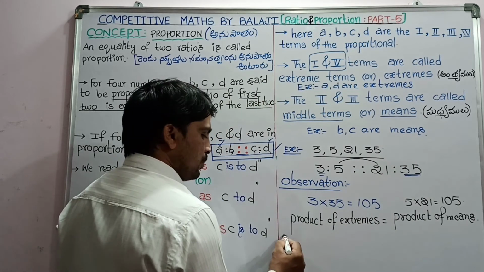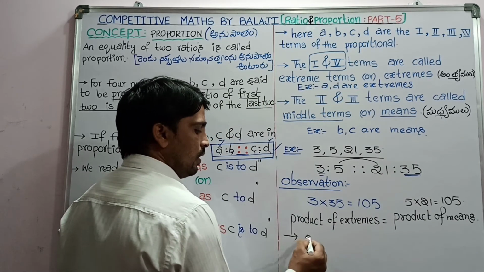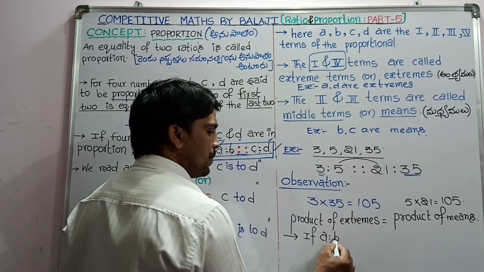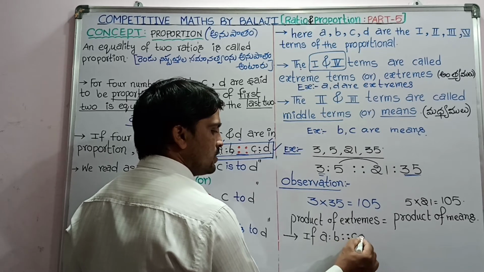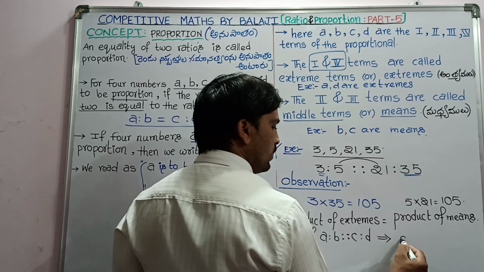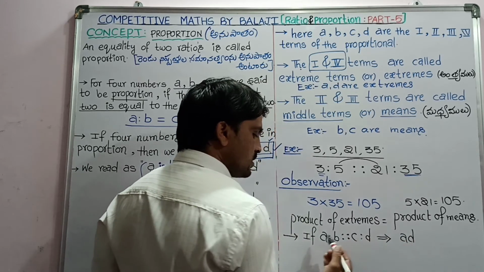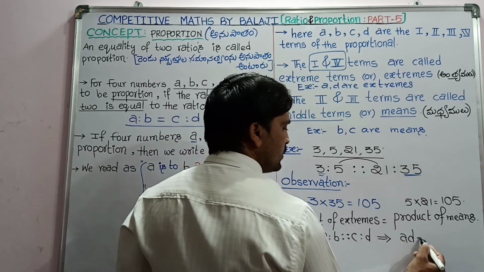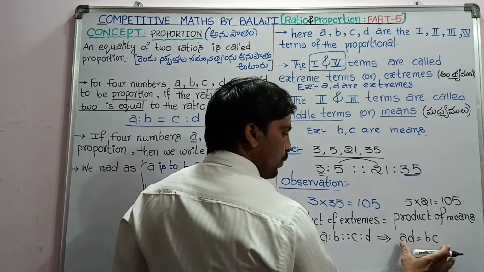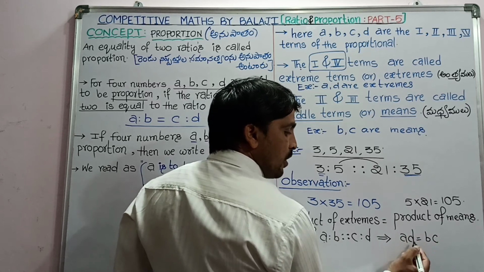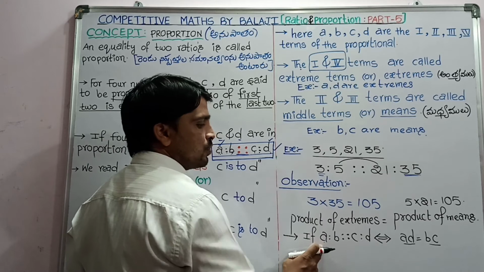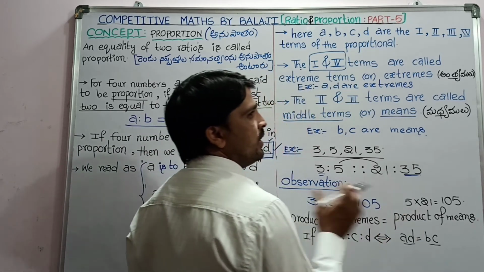For example, if A is to B is as C is to D, that implies the product of extremes, A into D, is equal to the product of means, B into C. If for four numbers the product of extremes equals the product of means, then the numbers are in proportion. This is called the if and only if condition.